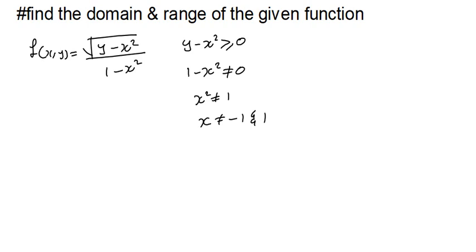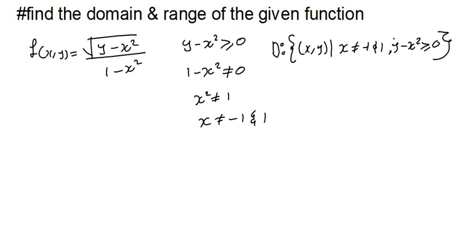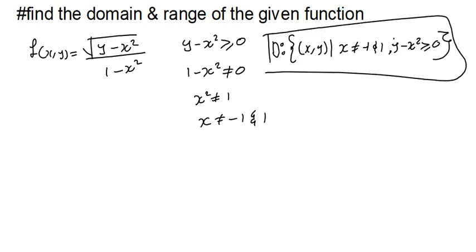So meaning our domain, I believe it's okay writing it like this. Our domain: our x should not be negative 1 and 1. Then, comma, y minus x squared should be greater than or equal to 0. That's the domain. Okay, what about the range?